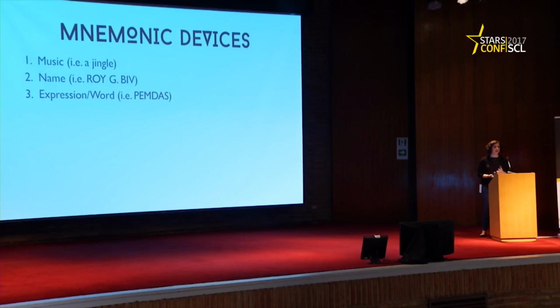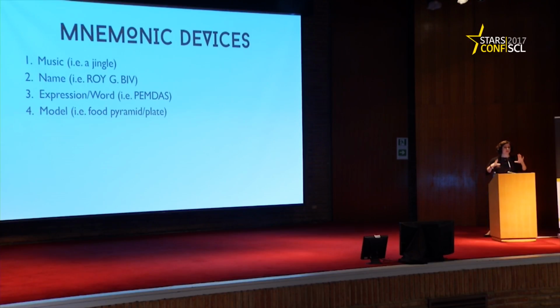A mnemonic is defined as some device which aids the memorization of something else. And there are 9 basic types I'll go over pretty quickly. There's music, so a jingle. A way to remember something is just to create some quick lyrics to it. Names, like Roy G. Biv, that's how I remember the rainbow: red, orange, yellow, green, blue, indigo, violet. Expression or words, like PEMDAS for the order of operations: parentheses, exponents, multiplication, division, addition, subtraction.